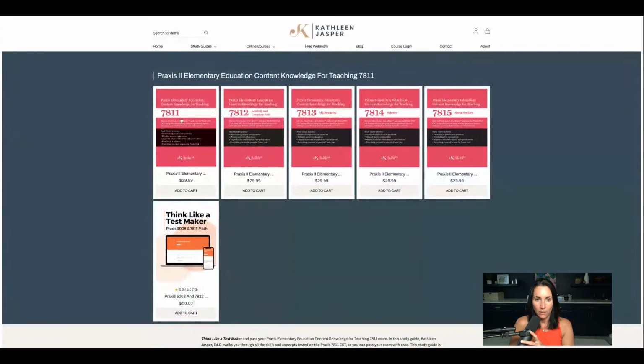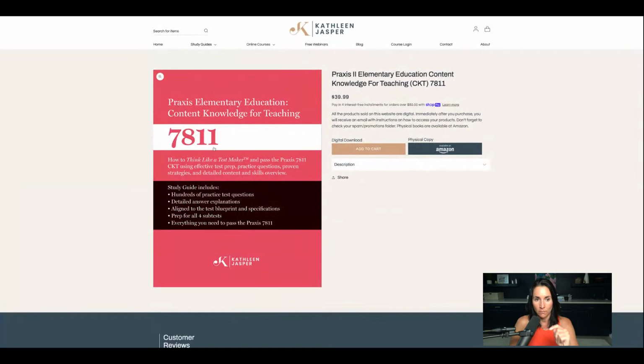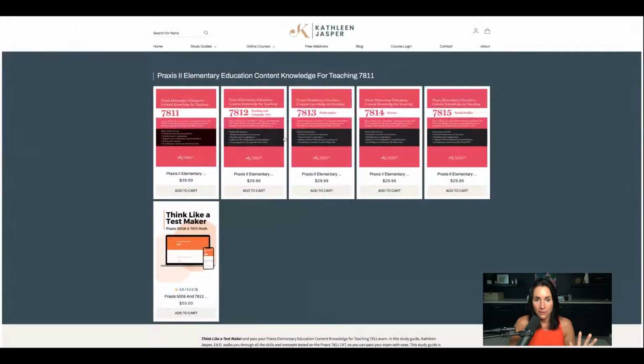Let me share screen really quickly just to explain something. Okay, so let's say you're taking the 7811 here and you buy the 7811 book. Okay, so you've come to my website, you buy the 7811, maybe you buy the digital download or maybe you buy the physical copy, whatever you want to do. Don't go then and buy all the other subtests.